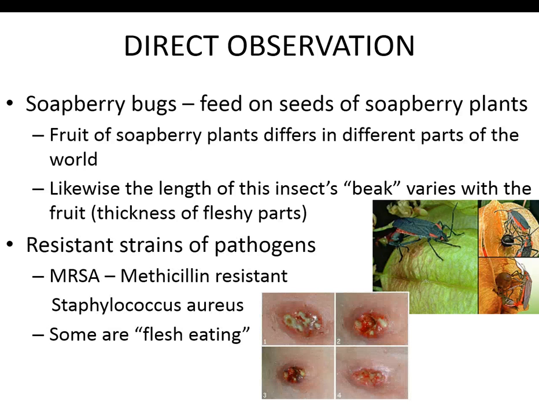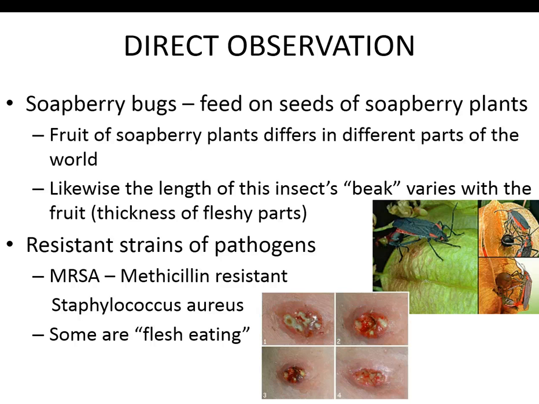But another example is something that you may be familiar with called MRSA. This stands for methicillin-resistant Staphylococcus aureus. Staphylococcus aureus is a type of bacteria. Methicillin is a type of antibiotic that normally kills bacteria. So MRSA is a type of bacteria that is resistant to the thing that normally kills bacteria. So you can imagine that it's a problem.